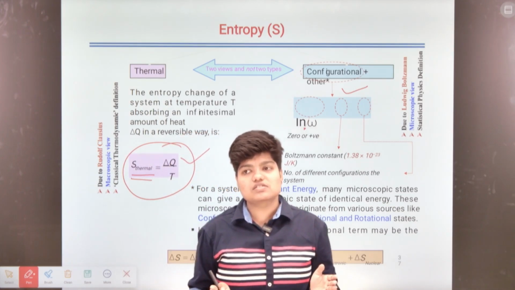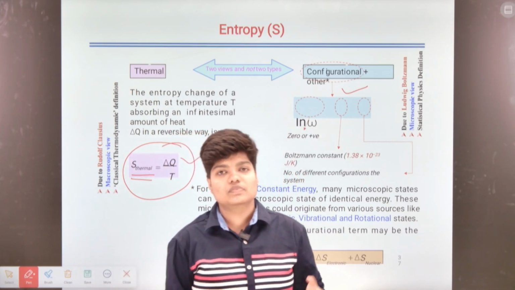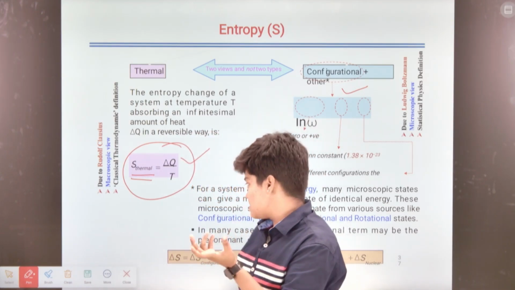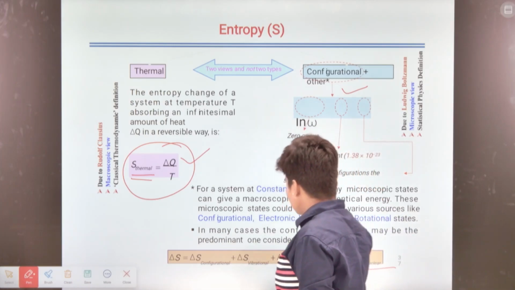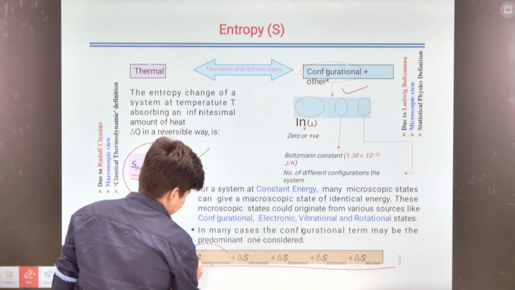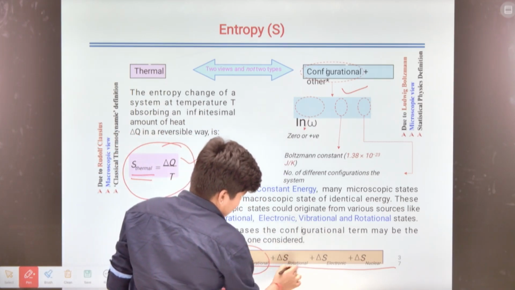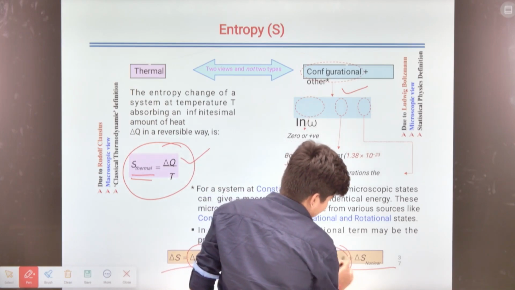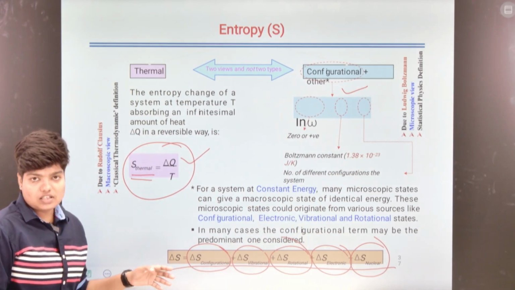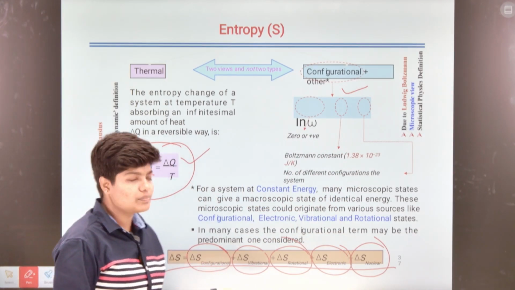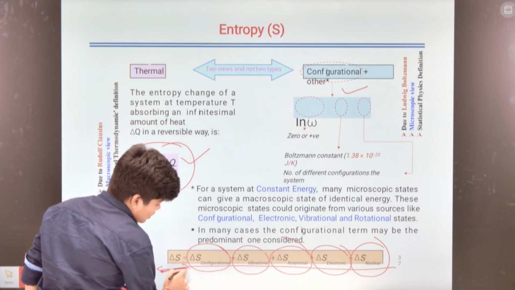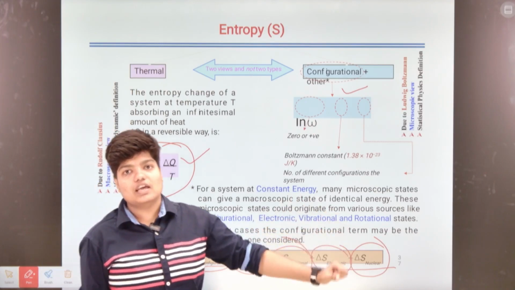If I am changing some translational behavior of the system, then the entropy will be del S translational. So the total entropy we can calculate as del S configurational, del S vibrational, del S rotational, del S electronic, and also del S for nuclear. Any changes we make to any system will produce some entropy change. So the net entropy we can calculate by adding all these entropy terms.